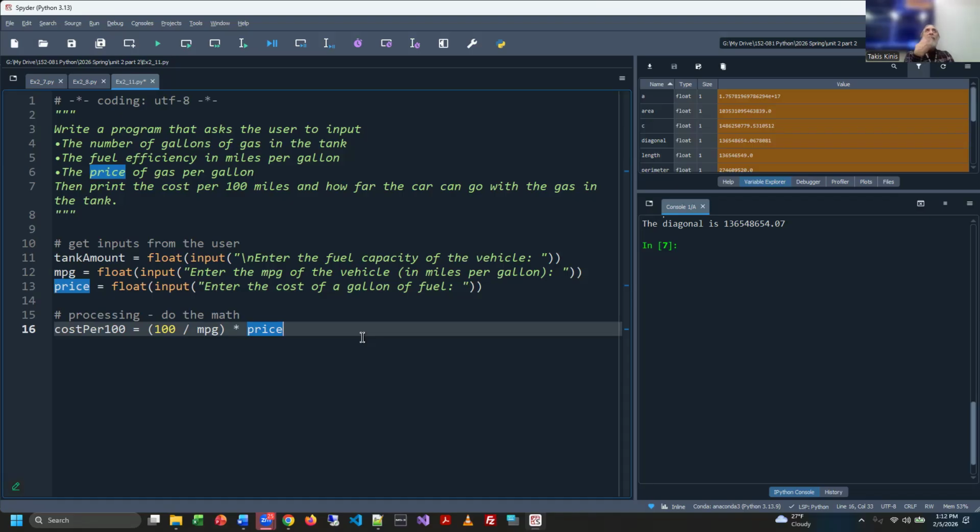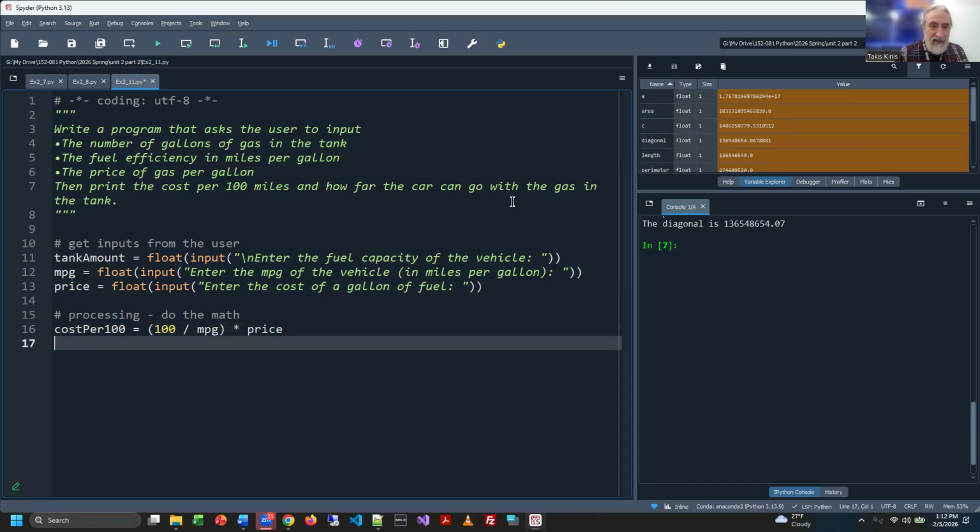Now, a calculation I might do, like from my house to this campus, it's like 38 miles. So I could calculate what it costs me to come to campus. So you could change that 100, right, to 38 if you wanted. I'm just kind of giving you ideas here if you want to calculate what it costs to get to work.